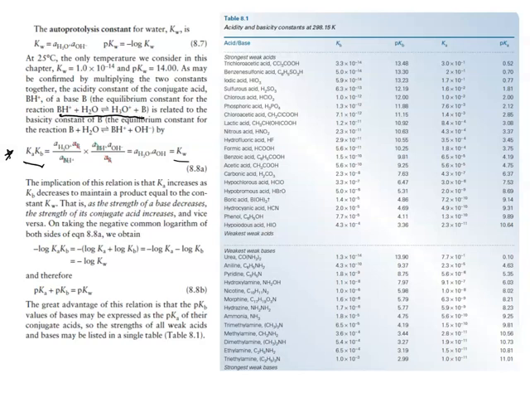On taking the negative common logarithm of both sides of equation 8a, we can obtain the following, which simplifies to the expression that pKa plus pKb equals pKw. And pKw, of course, equals 14 at 25 degrees Celsius. The great advantage of this relation is that pKb values of bases may be expressed as the pKa of their conjugate acids. So the strengths of all weak acids and bases may be listed in a single table, which is shown in Table 8.1 off to the right over here.